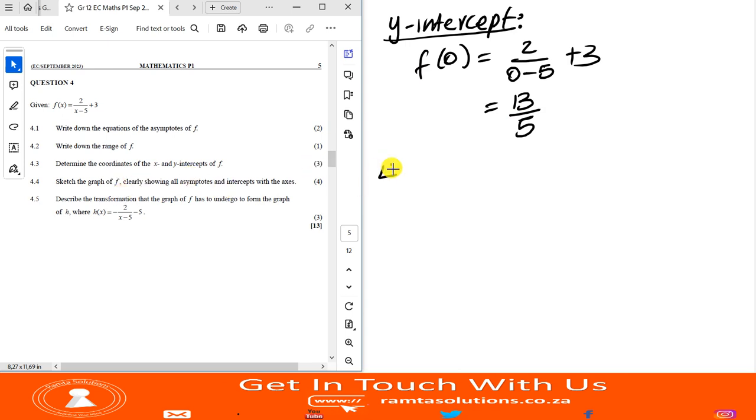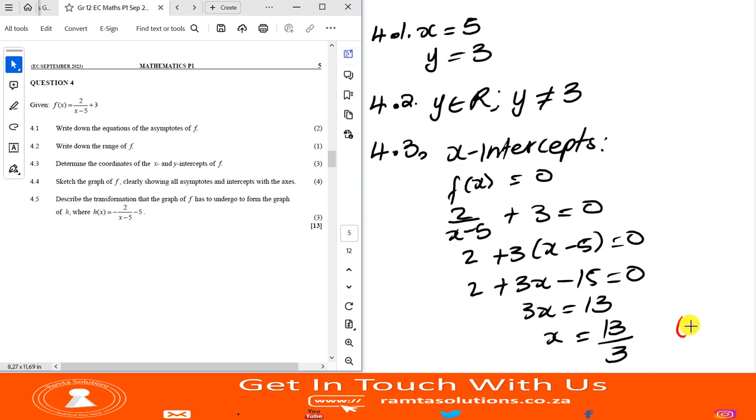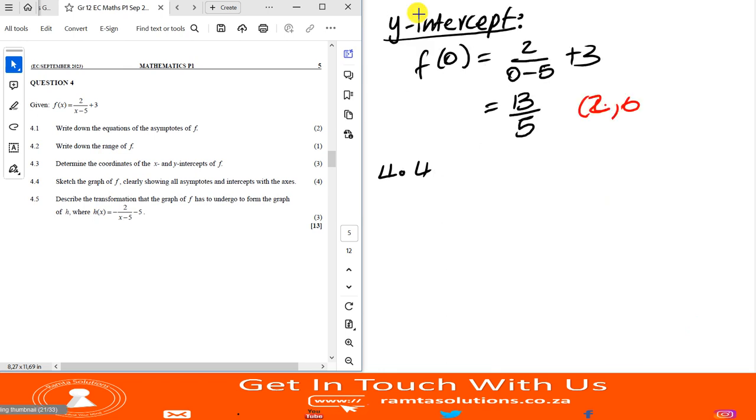4.4, it says sketch the graph of f. Let me remind myself: the y-intercept is 2.6 and the x-intercept is 4.33. Okay, so let's draw a graph clearly showing the intercepts. It has shifted 5 units to the right, it's not really a big deal.